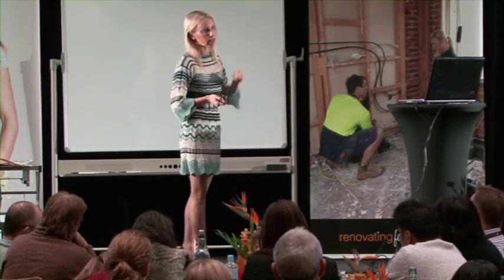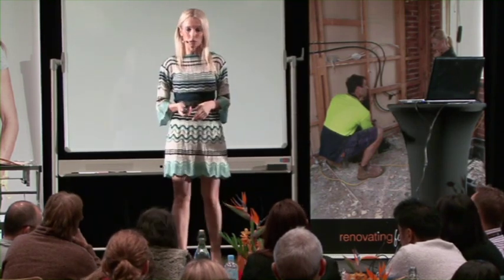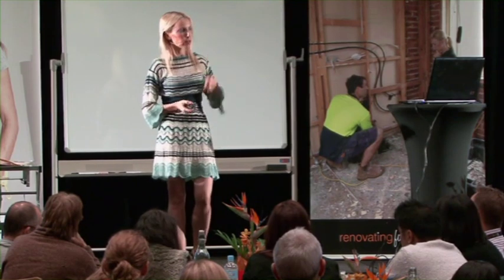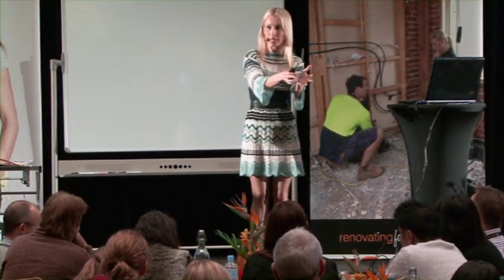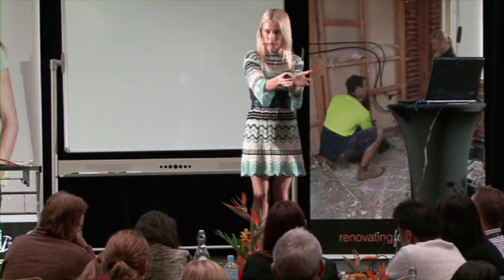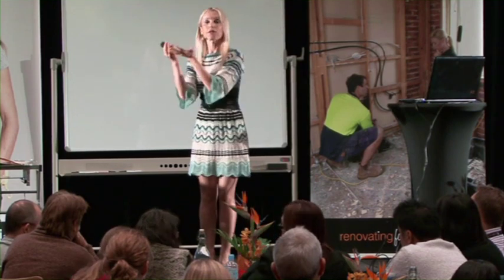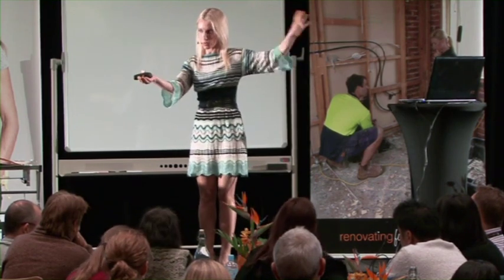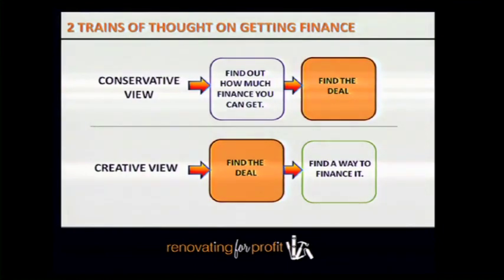Now, there's two trains of thought on getting finance, and we're certainly going to talk about finance at length tomorrow. You can take the conservative view, which is, first of all, find out how much money you can borrow. Once you know that, you go out and find a deal based on your affordability. The other view is the creative view, where you go out and find the deal first, and then you work out a way to fund it.